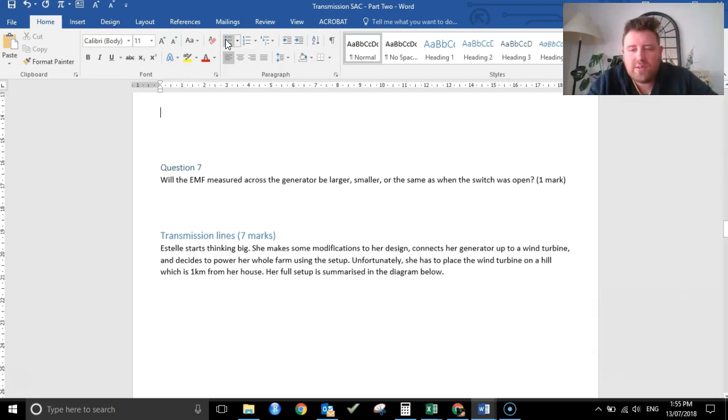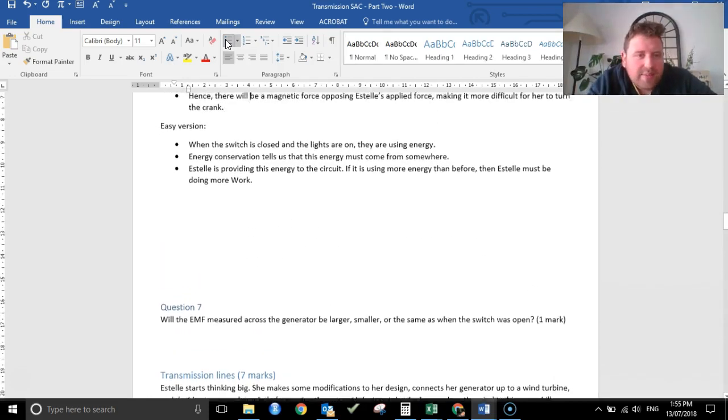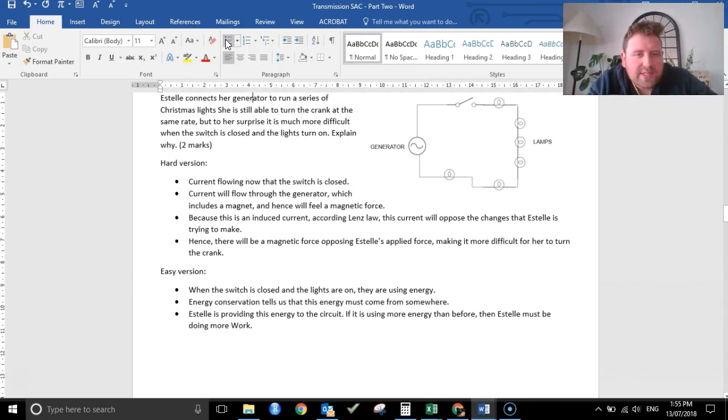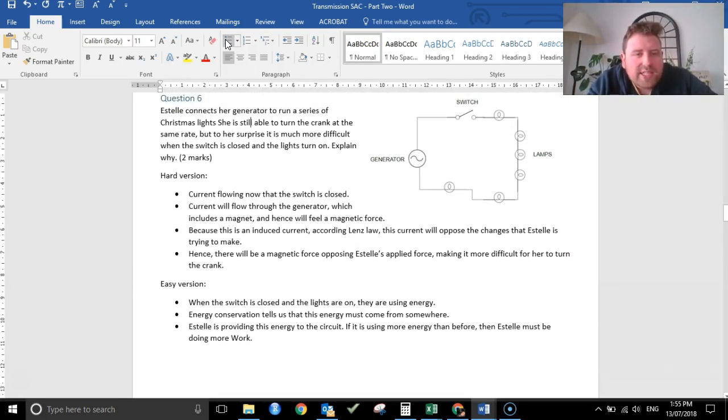The thing to bear in mind, there's a really key sentence up here that you might have just glossed over: she's still able to turn the crank at the same rate. So what that means is that the period of rotation is unchanged. And remember, if we're thinking about a generator, we've got a formula for what the EMF is. It's negative NBA 4 times the frequency. And so if none of those things have changed, then the EMF hasn't changed.